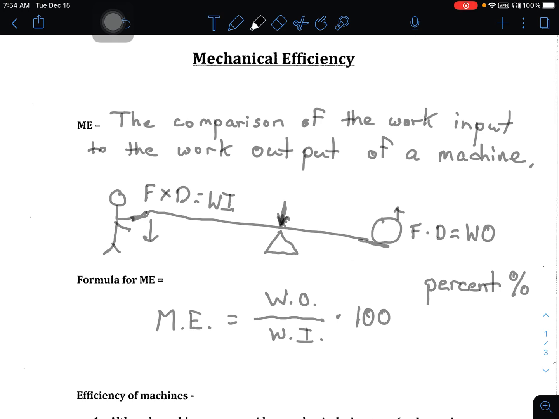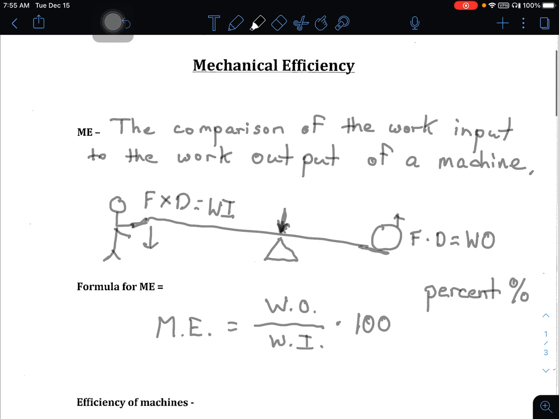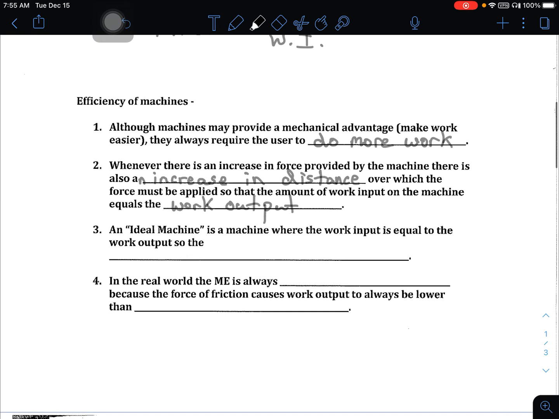So up here, back to my guy with the lever, you've got equal amounts of work on both sides of the lever, the person on the lever and the lever on the rock. So this is a situation that the mechanical efficiency would actually be equal to 100% in these ideal machines. They don't exist, right? In the real world, the ME is always less than 100%.